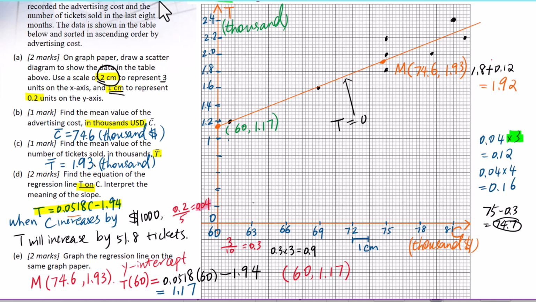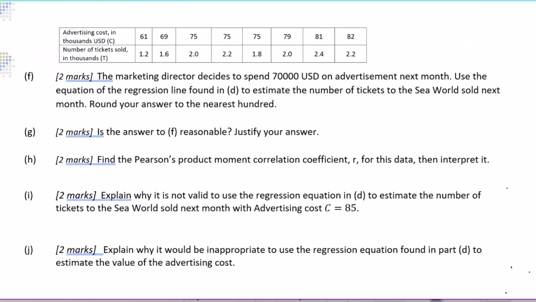T equals 0.0518 C minus 1.94. Let's go to F. The marketing director decides to spend $70,000 on advertisement next month. Use the equation of the regression line found in D to estimate the number of tickets to the SeaWorld sold next month. Round your answer to the nearest 100.